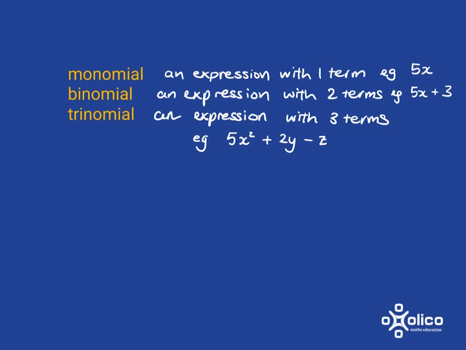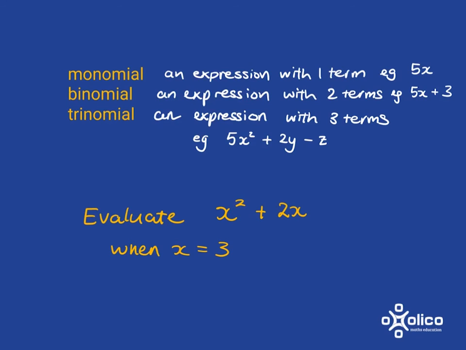And then we have some algebraic expressions that have special names. A monomial just is an expression with only 1 term, for example, 5x. A binomial, bi like in bicycle, means 2. It's an expression with 2 terms. So here we've got 5x plus 3, 1, 2 terms. And a trinomial, tri like in triangle, means 3. It's an expression with 3 terms, like this one here, where we've got 1, 2, 3 terms.